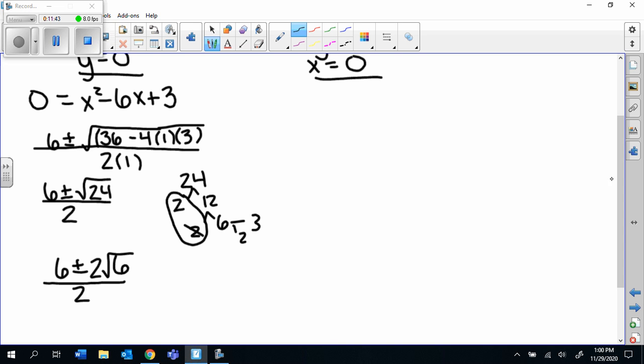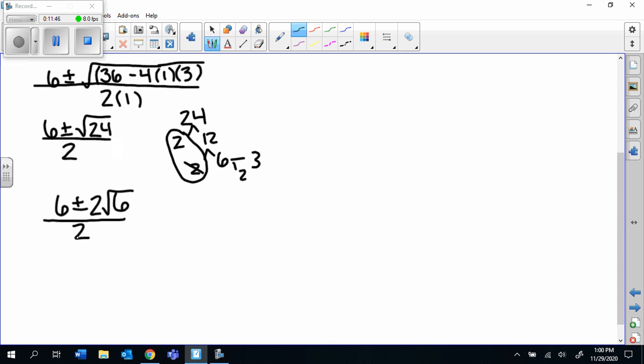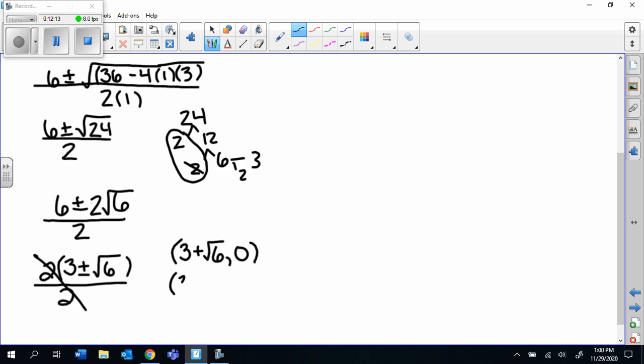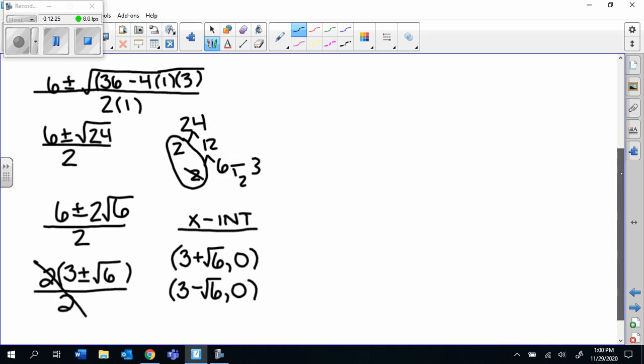And then if you recall how we handle something where all three pieces have a common factor, I can factor that out front in the numerator. So 3 plus or minus the square root of 6 over 2. And now I can cancel these 2's. And so the way we would write my x-intercepts properly is (3 + radical 6, 0) and (3 - radical 6, 0). Those are the x-intercepts, exact answers. If you need a decimal approximation, you can just throw that in your calculator.